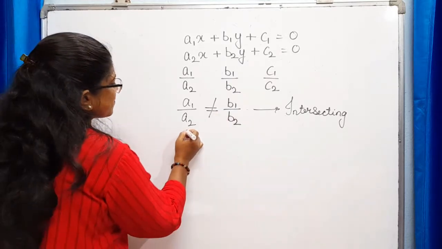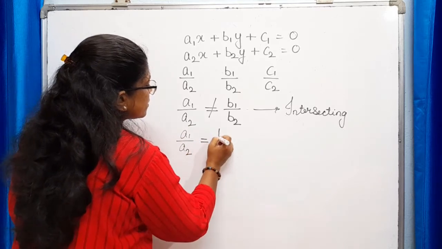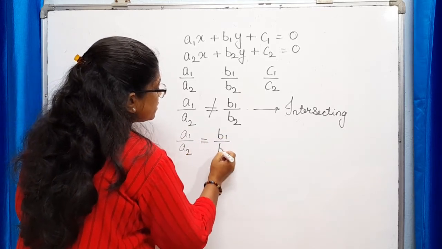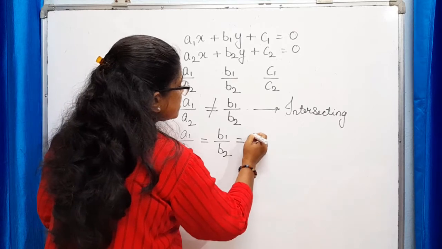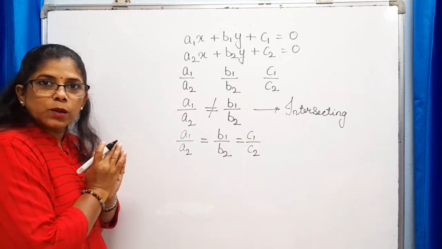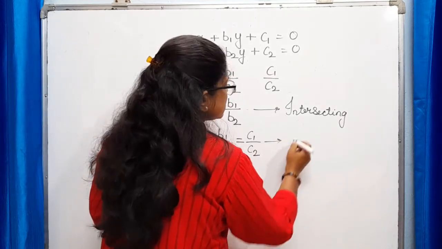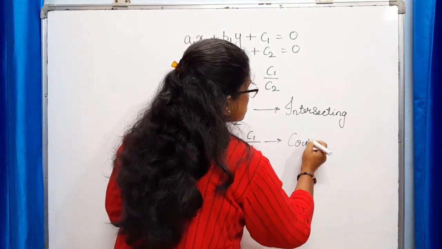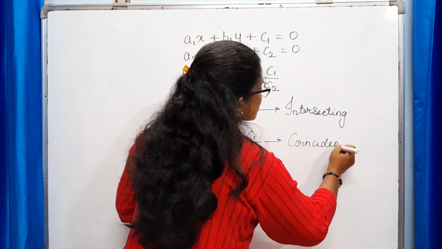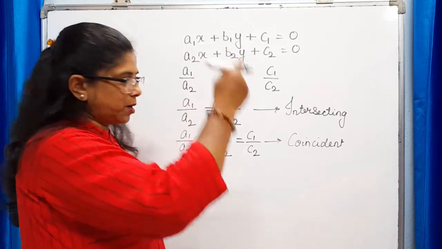Second case, a1 upon a2 is equal to b1 upon b2 is equal to c1 upon c2. All the ratios are equal. In this case, lines are coincident, or we can say both the equations represent the same line.